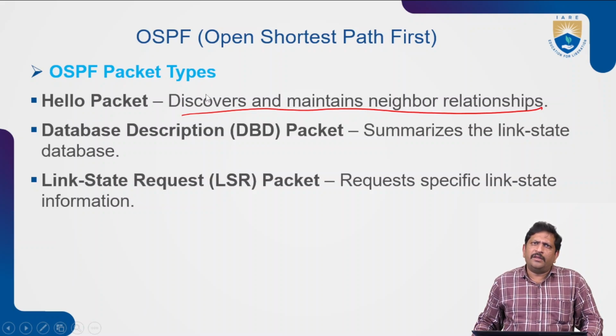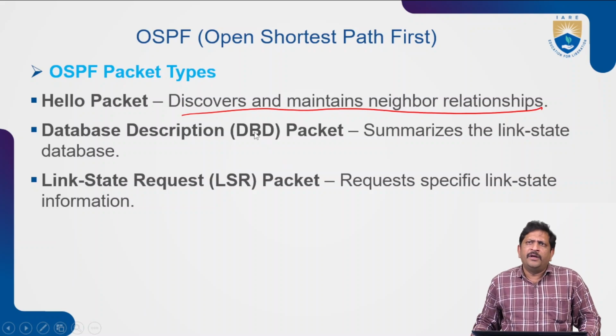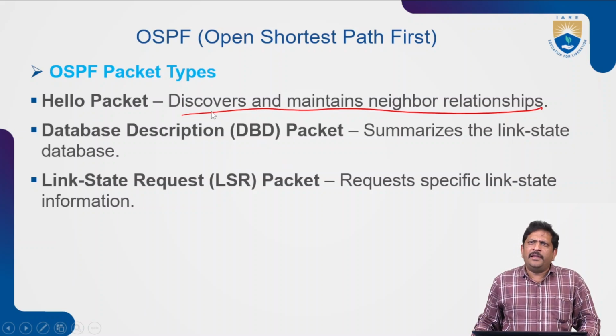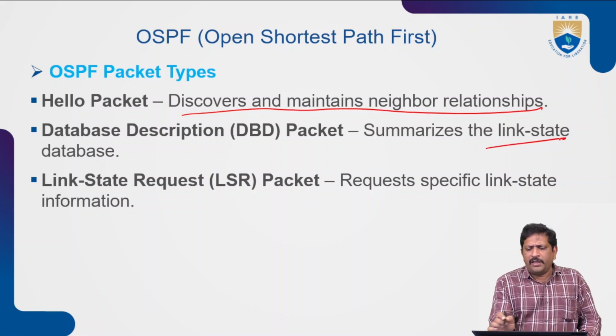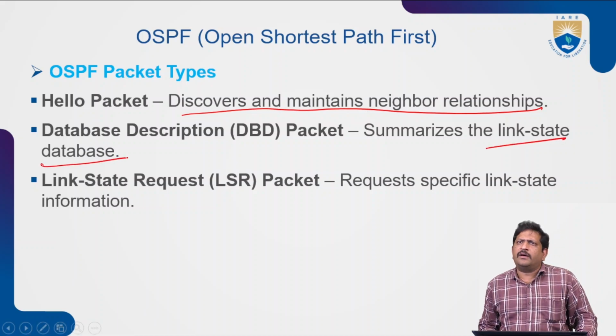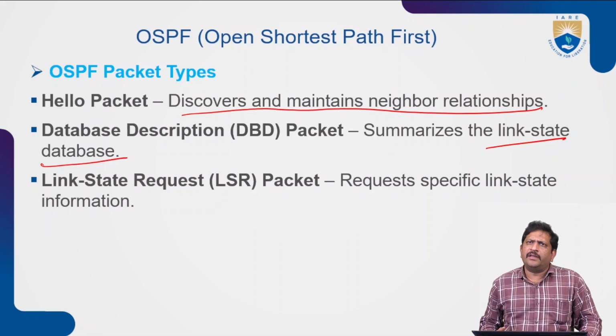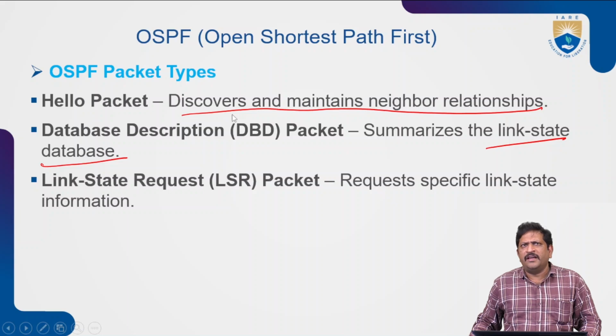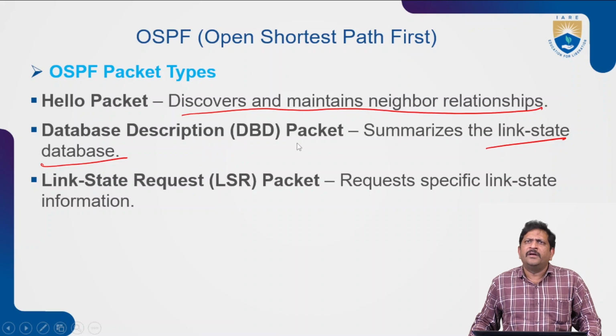So this is the hello packet, and the next type is the database description packet, the DBD packet. DBD packets mainly provide service to the link state database. Whatever routers are connected with different links, for that only these packets can be sent. That is a database, like a student or employee database, which can be transferred. Finally, it is summarizing the link state databases.